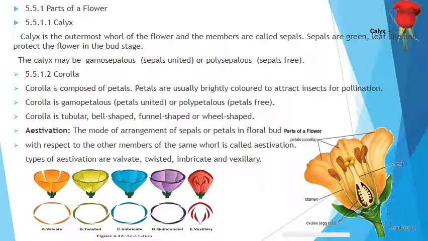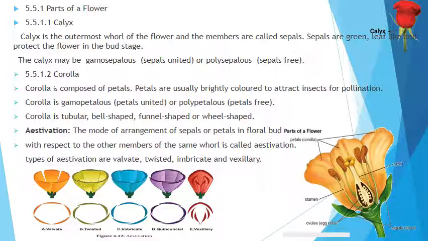Then the second part is corolla. Corolla is composed of petals, and the petals are usually bright in color. Why are they bright in color? You might have seen different colors of flowers wherever you go. These colors are to attract insects for the purpose of pollination. Pollination is a process of reproduction.